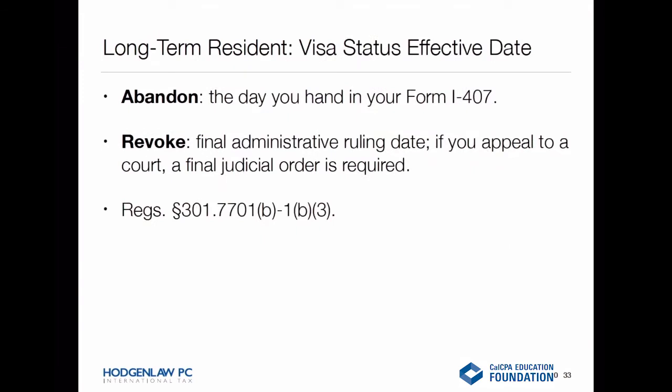So when you need to know your expatriation date and you're a long-term resident turning in your green card, if you're abandoning your green card, it's the day that you hand in your form I-407. If you are revoking your green card, or if your green card is being revoked, then it's the final administrative ruling date, and if you make an appeal, then it's the date that a final judicial order is issued.